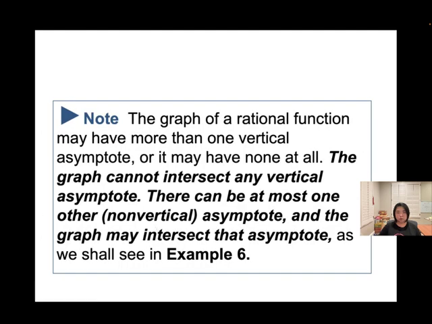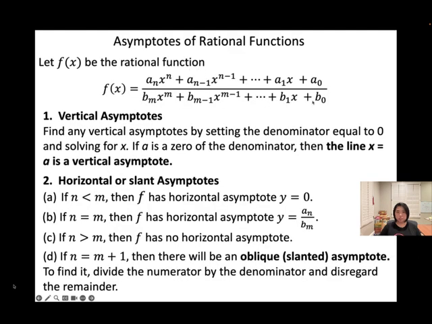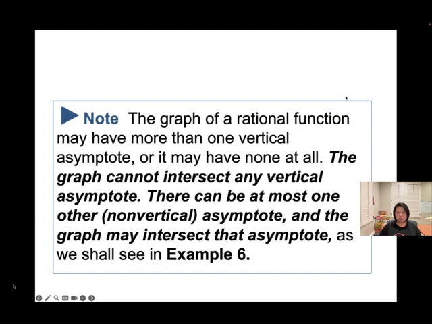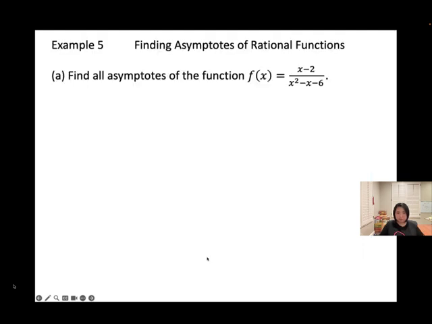The graph of a rational function may have more than one vertical asymptote. Remember, the vertical asymptote depends on your q of x here. Okay, we're going to set this equal to 0 and then solve it. Or it may have none at all. Sometimes we may not have a vertical asymptote. The graph cannot intercept any vertical asymptote. There can be at most one other non-vertical asymptote, and the graph may intercept that asymptote, as we shall see in example 6. We're going to look at it.